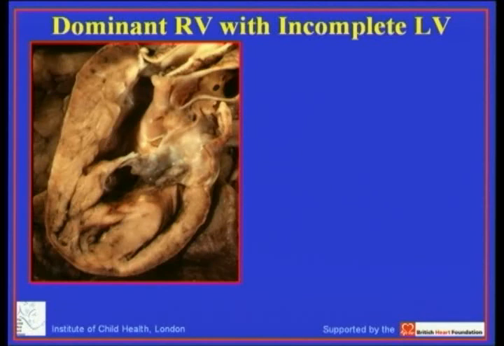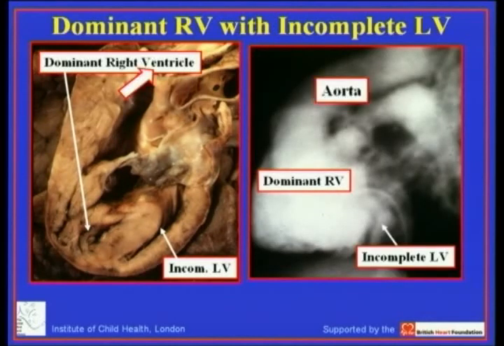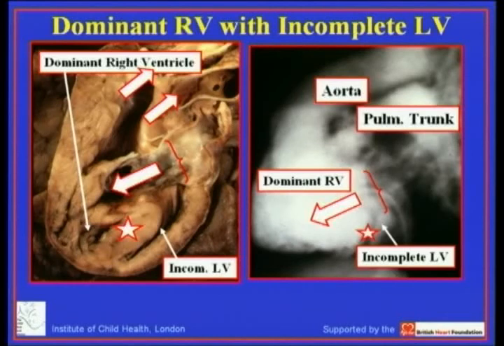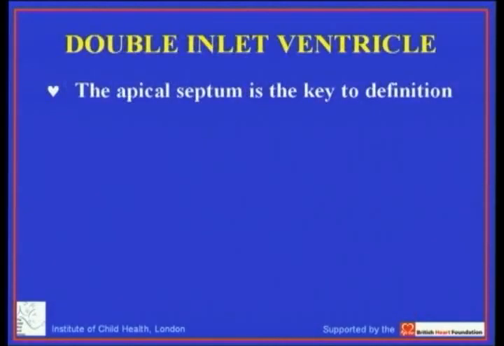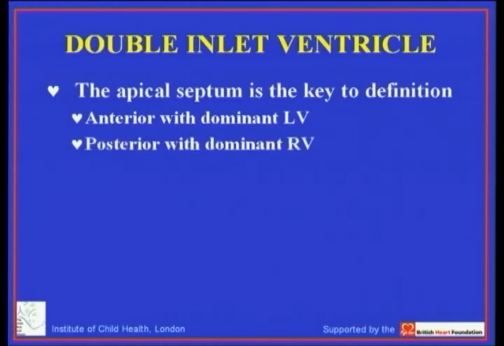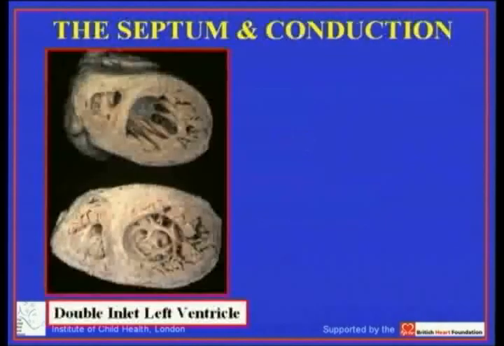And then, with dominant right ventricle, we know that the septum is postero-inferior. And indeed, oftentimes with dominant right ventricle, we have double outlet, as you see here from the big ventricle. But it is the position of the septum that permits us to distinguish the various types of double inlet ventricle, because the septum is anterior when the left ventricle is dominant, posterior when the right ventricle is dominant, and absent with solitary ventricle. It is, of course, intermediate when one or other of the valves straddles. It is important because it tells us where the conduction axis is going to be.